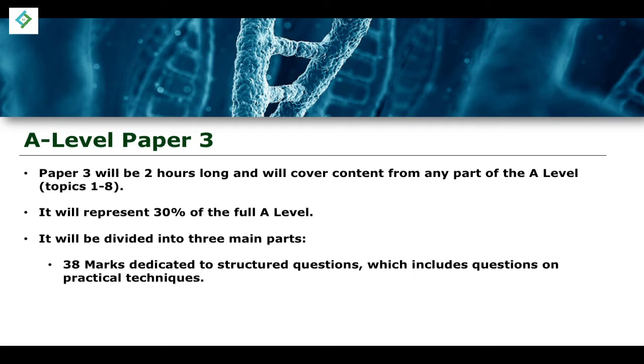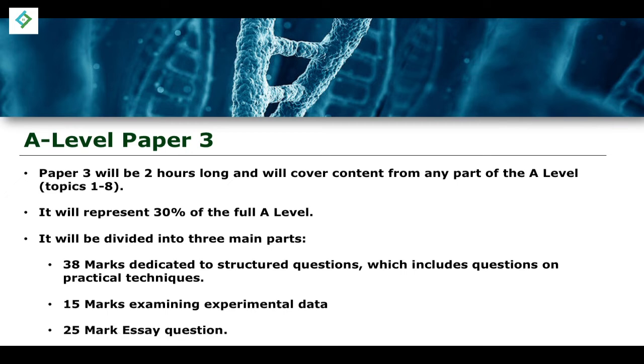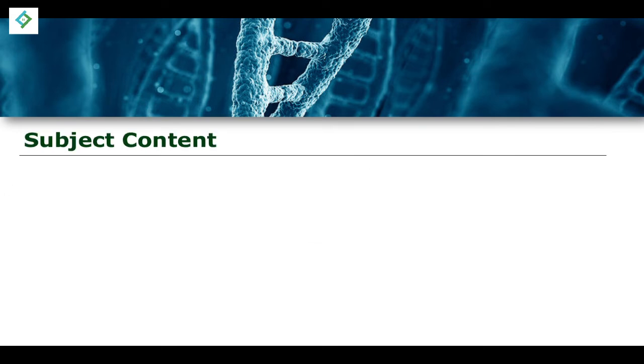Part 1 will be 38 marks dedicated to structured questions. These include questions on the practical techniques and practical experiments. Part 2 will be 15 marks that examines experimental data. And then you will also have at the end a 25 mark essay question. There will be a choice of, I believe, 2 questions that you can pick from, and you will write an essay about that topic. So paper 3 is significantly different from the first 2 papers, but it will cover all of the topics from the whole A-level, regardless of whether or not it is topic 1, topic 4, topic 6, or topic 8, etc.